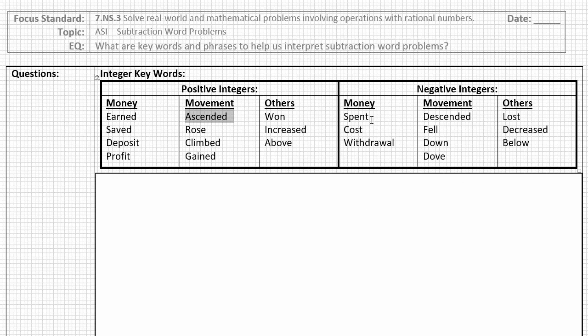Over here for negative integers, under money we have spent, cost, withdrawal. Withdrawal is a money term. When you take money out of an account, you are making a withdrawal. Under movement we have descended, fell, down, dove. Descended, as you can see, is the opposite of ascended, and so it means to move downward. Other words we sometimes run across are lost, decreased, and below. So now that we have a familiar understanding of some keywords for integers, let's get into our first problem.